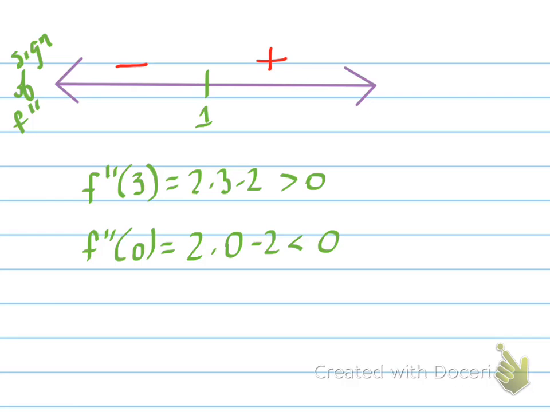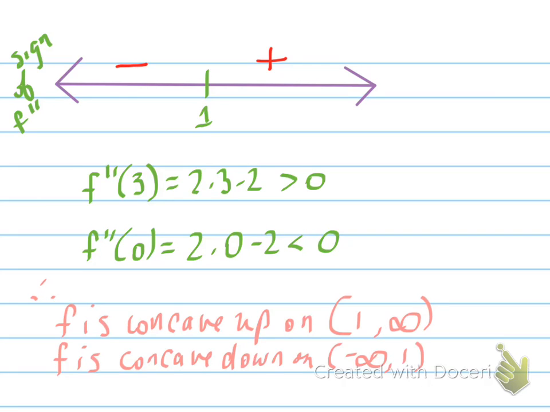So we get a lot of information from this picture. First of all, since the second derivative is positive to the right of 1, that means f is concave up on the open interval from 1 to infinity. Since the second derivative is negative to the left of 1, that means f is concave down from negative infinity to 1. And additionally, since the second derivative changed signs at 1, we conclude that x equals 1 is indeed an inflection point.